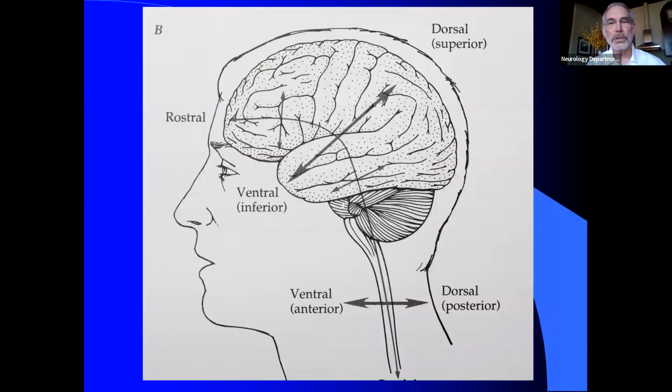We'll continue to use this terminology. Mostly in the brainstem, we're going to be talking about dorsal and ventral, because it's below this flexion having to do with the cerebral hemisphere, but not entirely, and we will use the term rostral to indicate closer to the frontal pole.